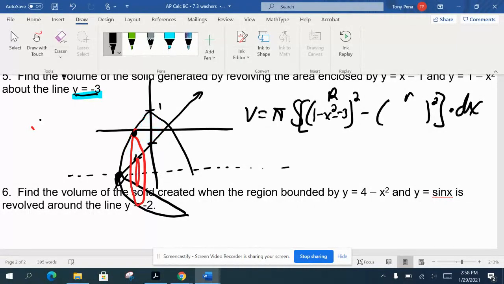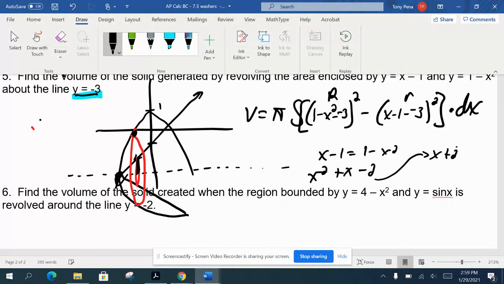And then our little radius would be right in here. The line is on top, and then the negative 3 is on the bottom. So x minus a 1 minus a negative 3. That's our little radius. The limits are the intersection points. So x minus 1 equals 1 minus x squared. And then we get 2 minus 1. So we should get limits of negative 2 and positive 1.